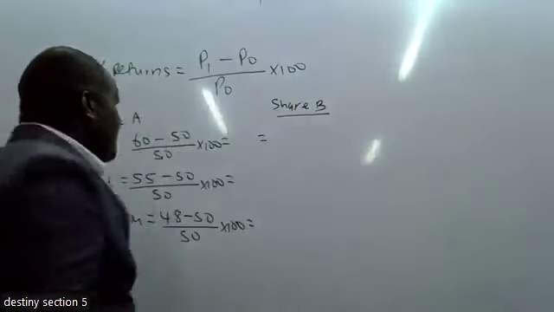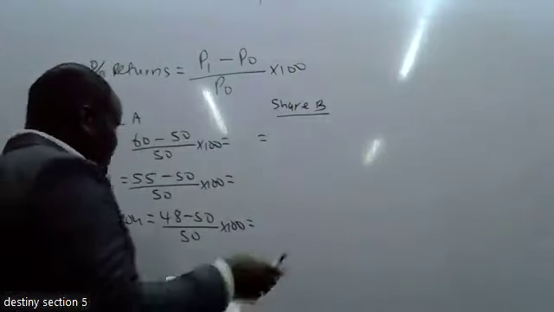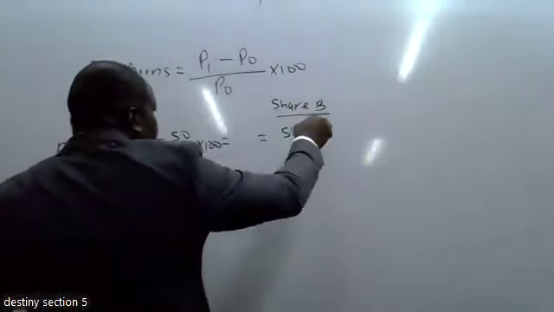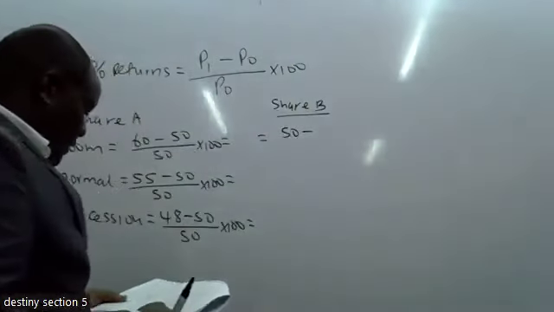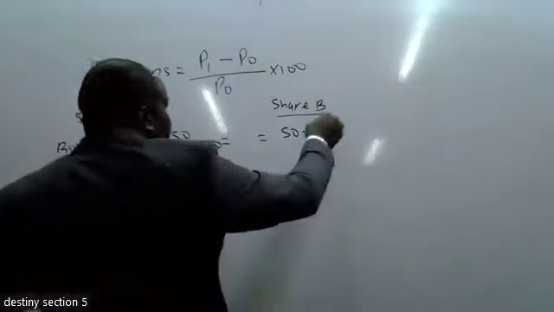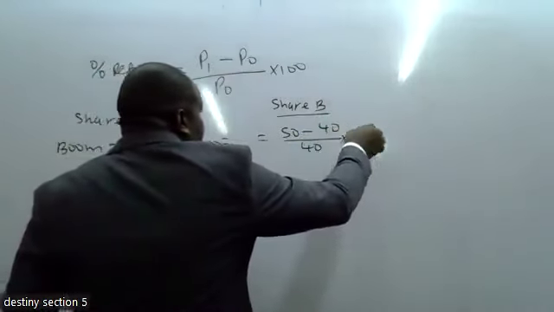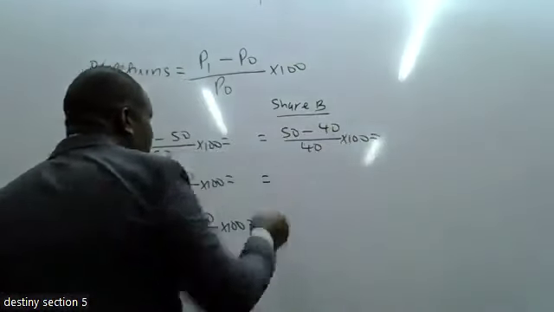You repeat the same process. Under share B, it is 50 shares. Minus the current, which is given as 40. You also divide by 40 and express it as a percentage.